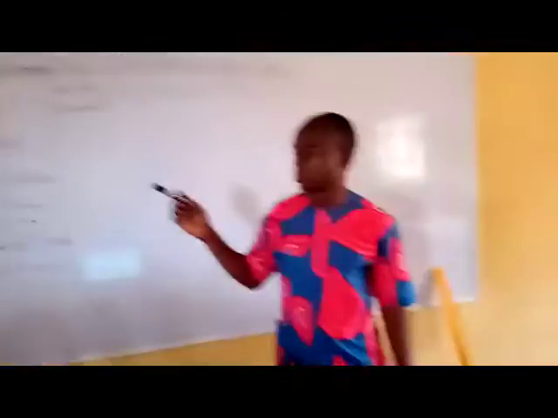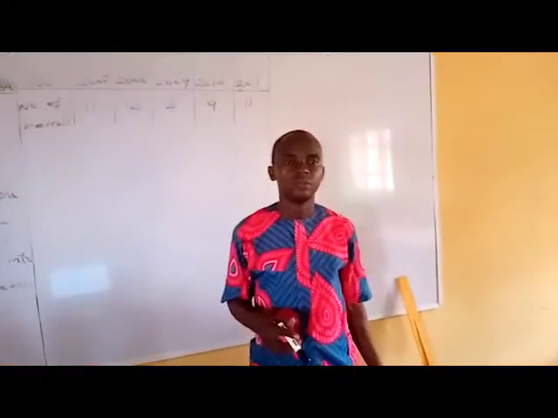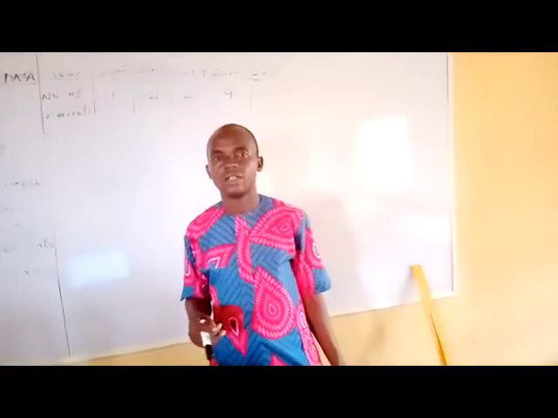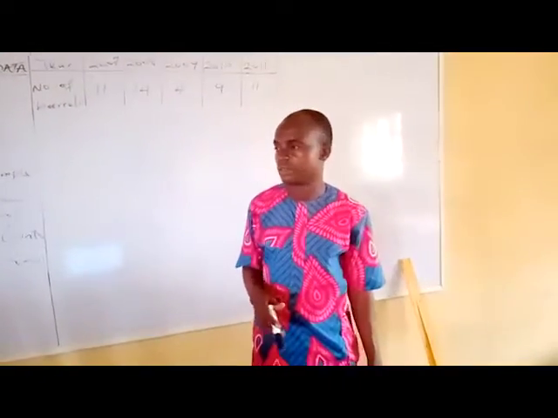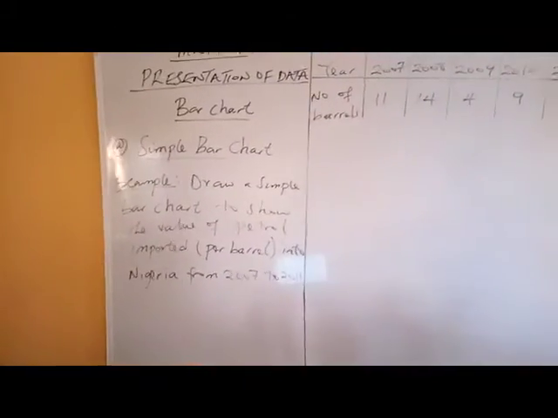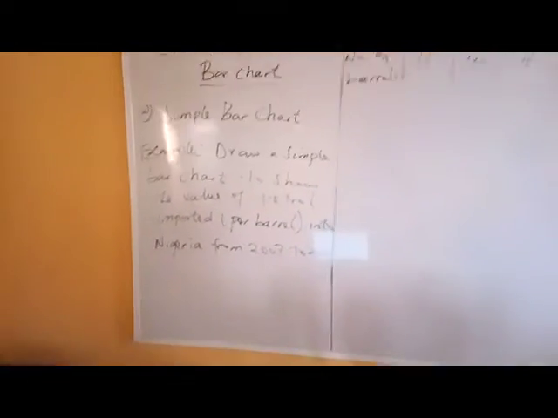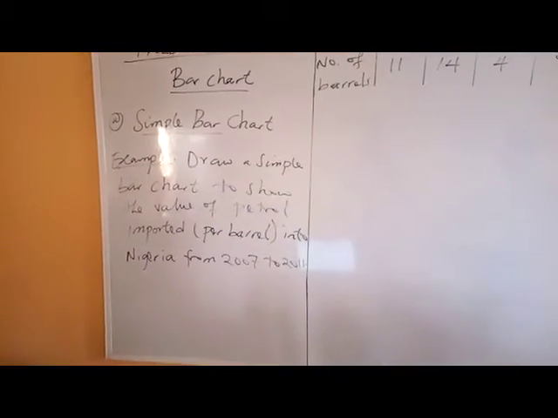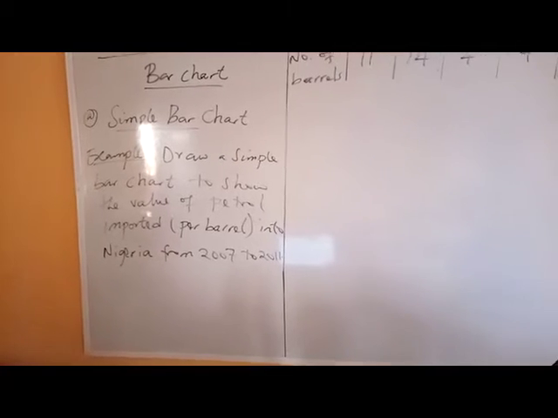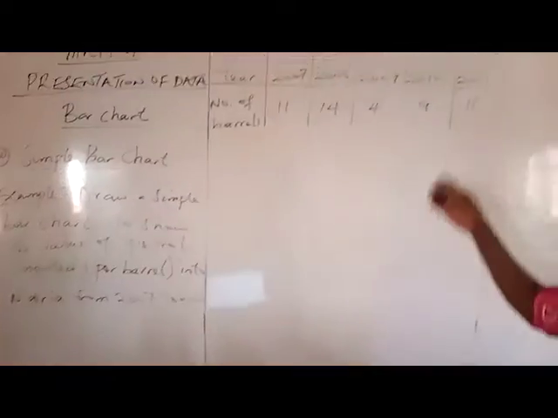We have the first one, the simple bar chart. We have the component bar chart, percentage component bar chart, and the multiple bar chart. We want to first look at the simple bar chart. We have an example here. Draw a simple bar chart to show the value of petrol imported per barrel into Nigeria from 2007 to 2011. We have the table here.